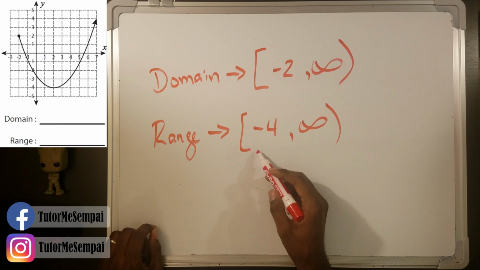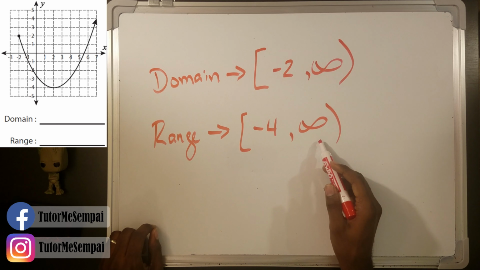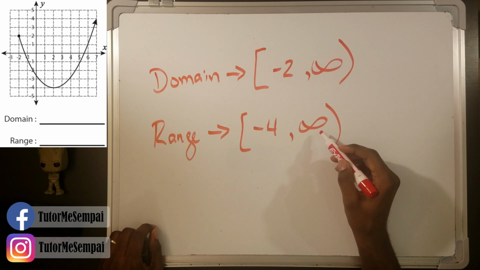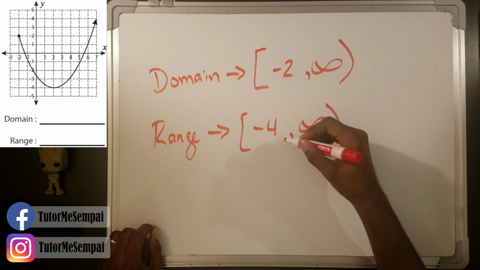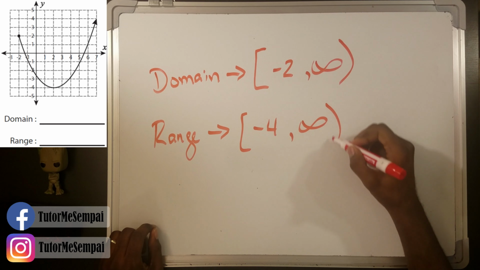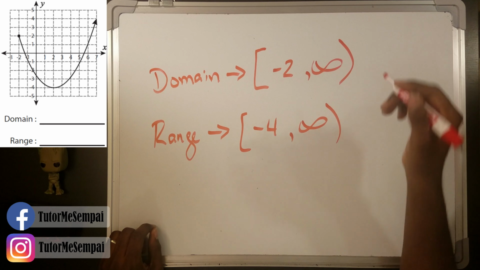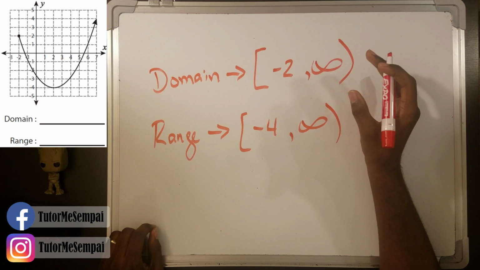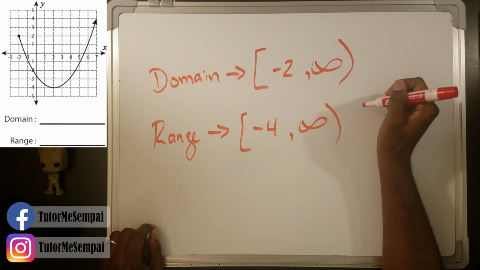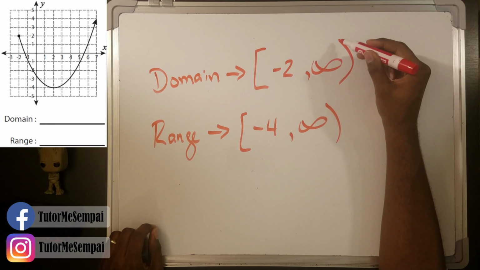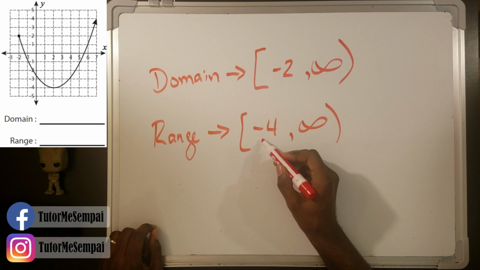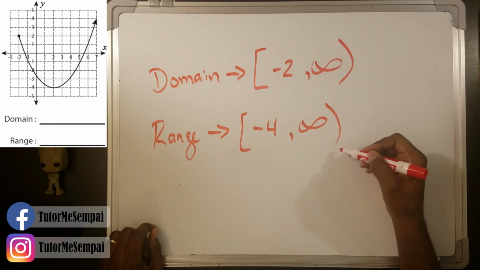So we include it. But we're going to be getting infinitely large because that arrow is pointing up. So therefore, this has no bounds. Therefore, we give it a parentheses. We don't include it. You can't grab infinity. So we stop with this notation. Domain, -2, included. Infinity, not included. Range, -4, included. Infinity, not included.